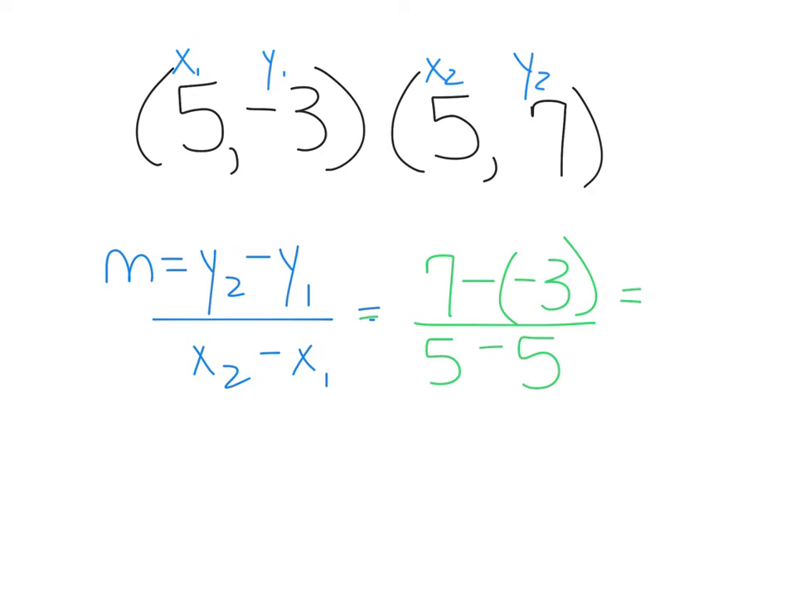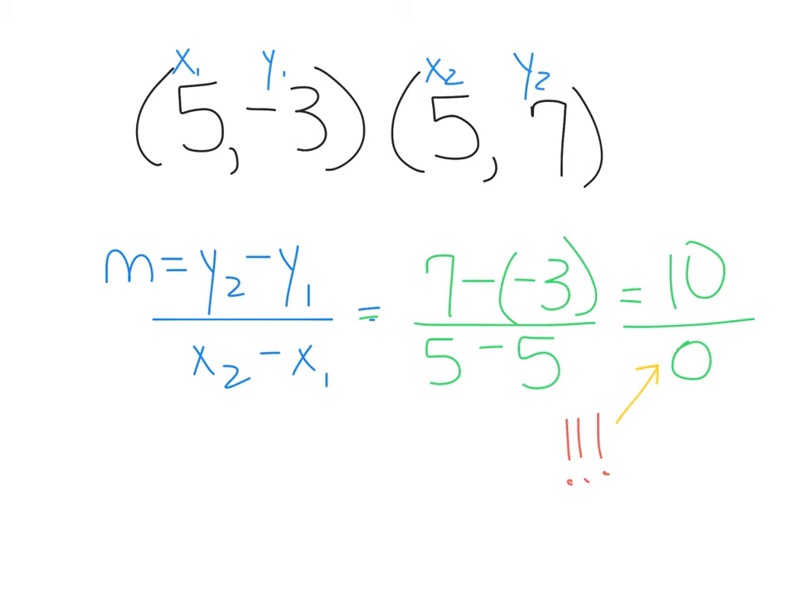Okay? So 7 minus -3, remember that's really 7 plus 3, that's 10. And 10 over 5 minus 5, which is 0. This is a red flag right here, okay? This is like an emergency right there.